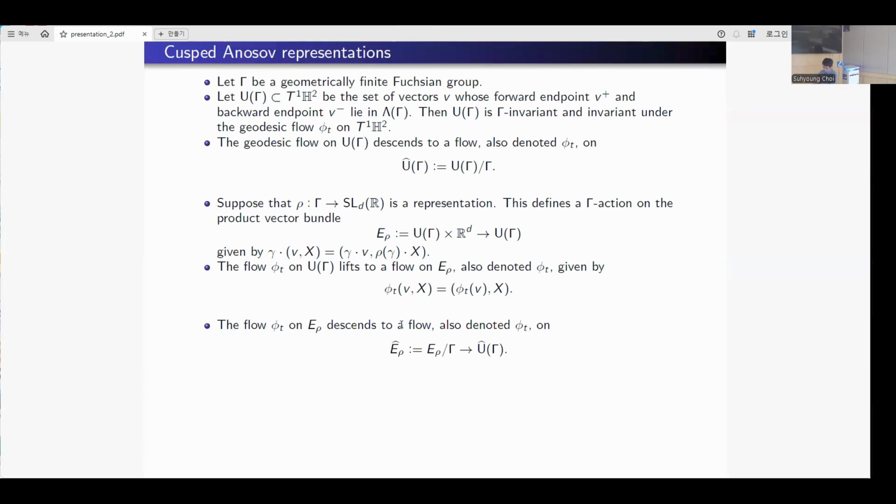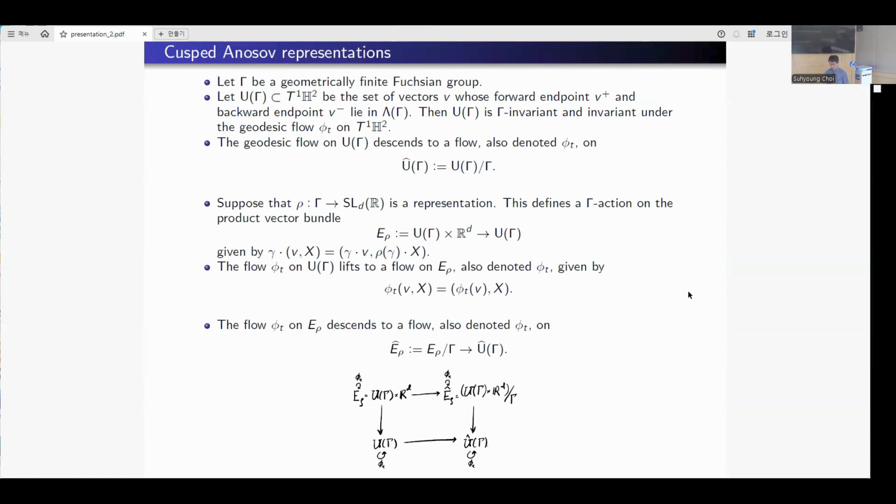So here's a picture of what we have so far. I started off with my U gamma, and then you quotient out by gamma. Above this, I took the trivial R^D bundle, and then you have a gamma action here given by a representation. So you can build this quotient bundle E hat rho, which is a bundle over U hat gamma. All of these admit the flow phi t. I use the same notation for all four flows. Any questions about this? So far I can do this for any representation I want.